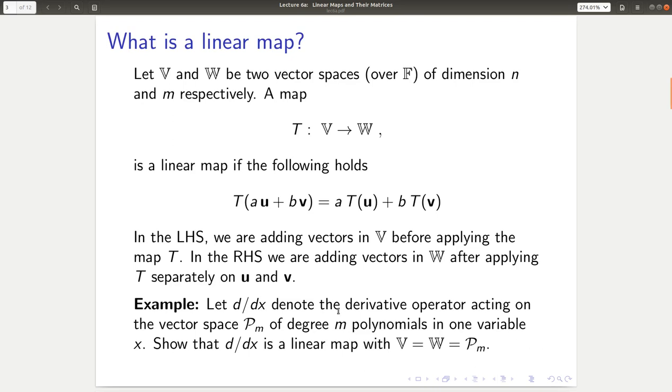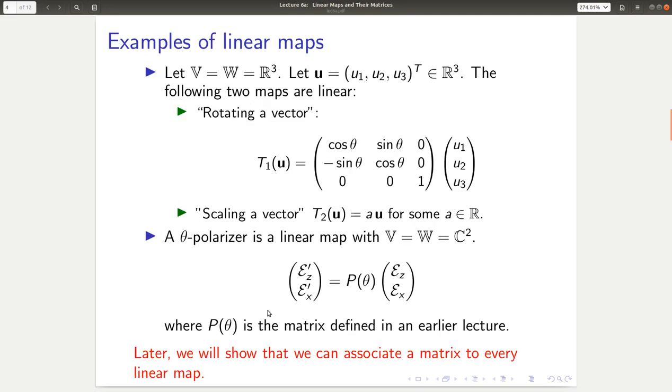So this is just an exercise, very, very simple. The reason to give this example is that this is not something you usually think of as a linear map, but it is. Much more common examples of linear maps are the following. So let's do examples, much simpler than the one which I just did.